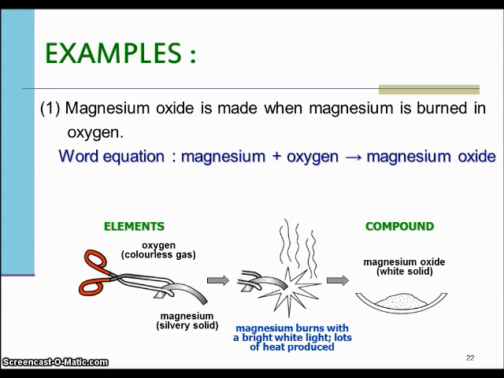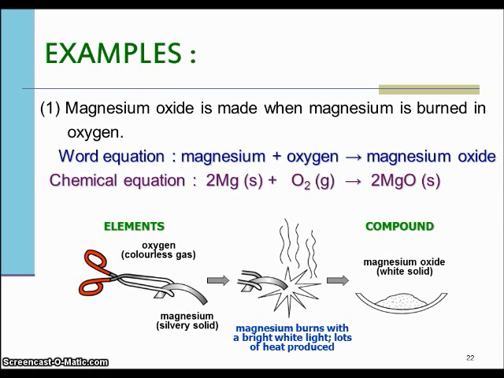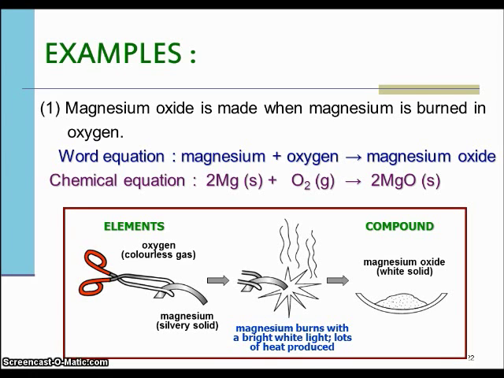This is the word equation for the reaction above. You have magnesium reacting with oxygen gas to produce magnesium oxide, which is a compound. The chemical equation is provided above. Magnesium burns with a bright white light, and a lot of heat is produced in this reaction.